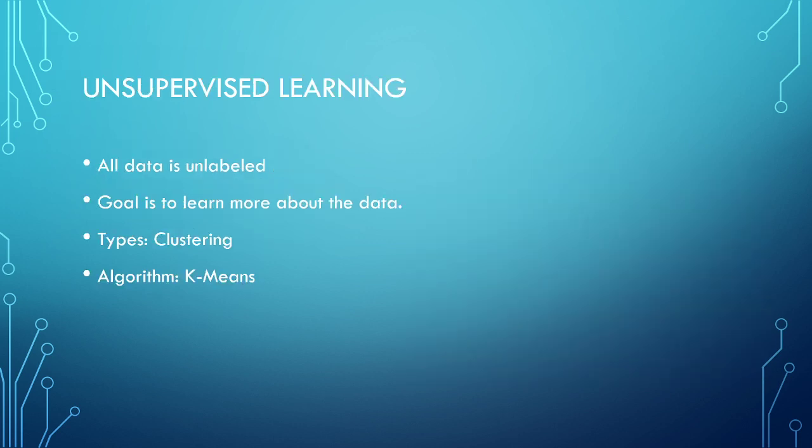So, unsupervised learning. Unsupervised learning is just that: all the data is unlabeled or unstructured. The goal is to learn more about the structure of that data. The type we're going to look at is clustering, and the algorithm we're going to look at is k-means.